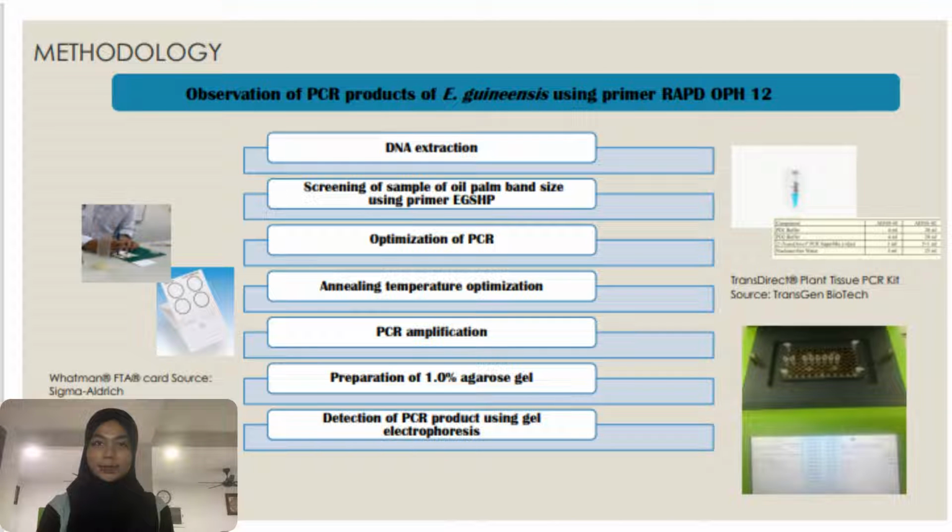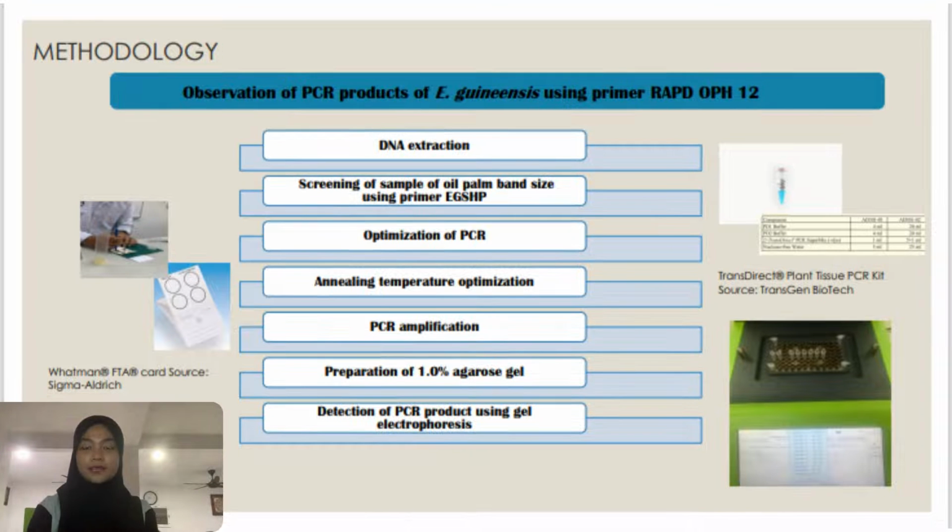For methodology, we are determined to observe the PCR products of Elaeis guineensis using RAPD-OPH12. Firstly, we start with DNA extraction. We used two different kits, which were FTA card and transdirect PCR kit. For FTA card, 5 samples were ground and transferred to the card and punched out to be used. For the transdirect PCR kit, 5 mg of 8 oil palm samples were cut and added into a tube. The DNA extraction steps continue according to the manual provided with the product.